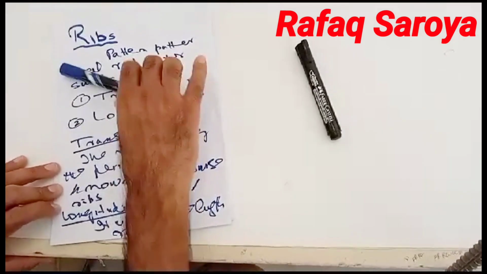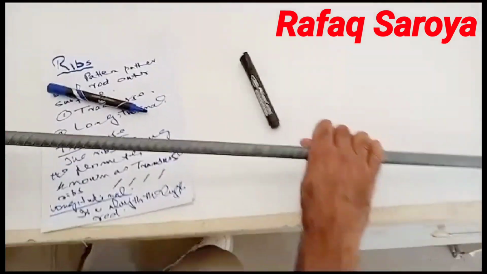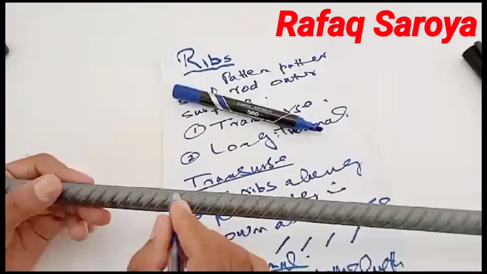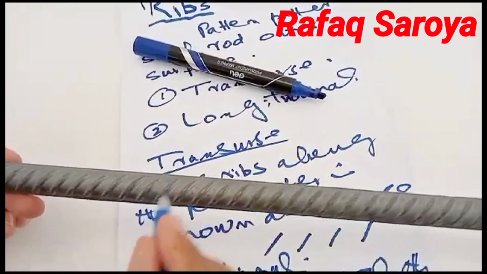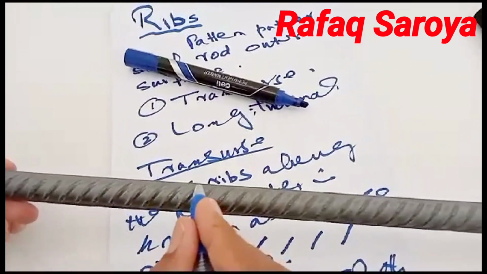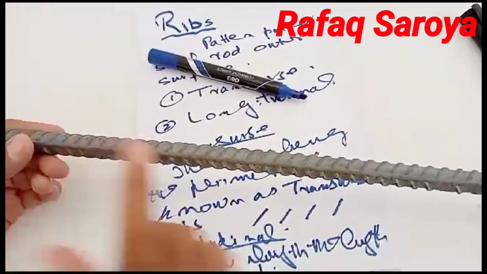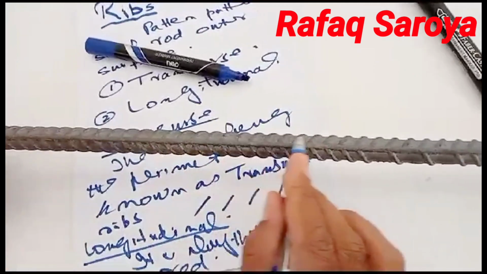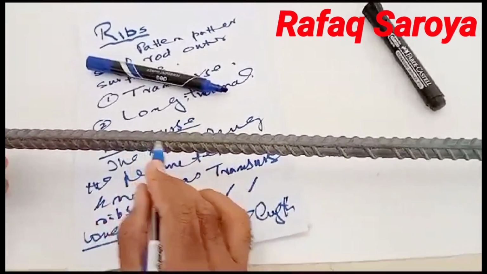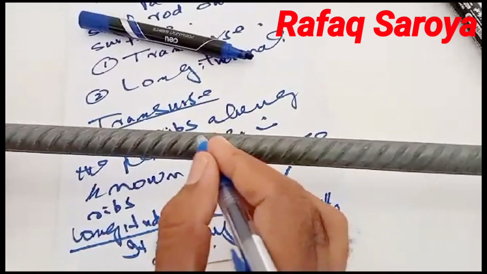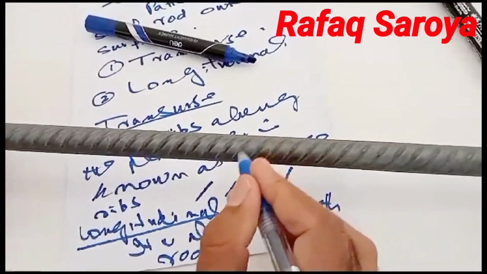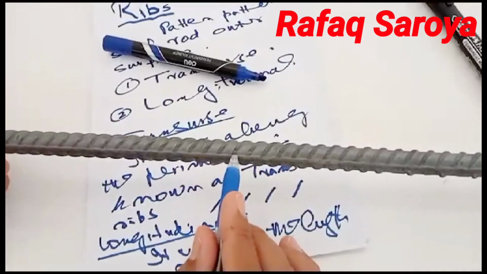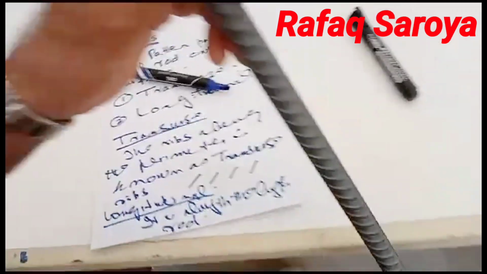Now I will show you this example. I have this rod with me. In this rod, this is the rib which is known as the transverse rib. It is on the perimeter. And this rib, which is along the length of this rod, is known as our longitudinal rib. Please see this one. This is the longitudinal rib, and this rib is known as our transverse rib. I am showing you this as an example so that you try to understand what is the transverse and what is the longitudinal.